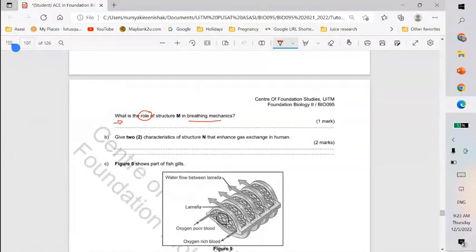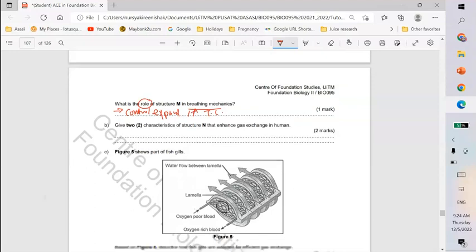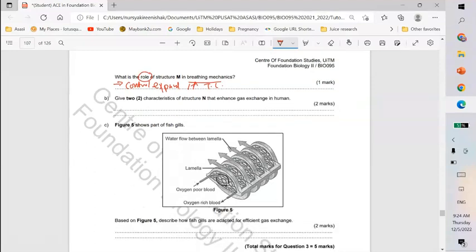Ini saya cakap, bolehlah control ataupun another way of explaining it is control ataupun expand ataupun increase thoracic cavity. Yeah. So that is one of the answer that you can include. Okay, so thank you Aisyah. Sofia. Aisyah Nadira dah ada ke?